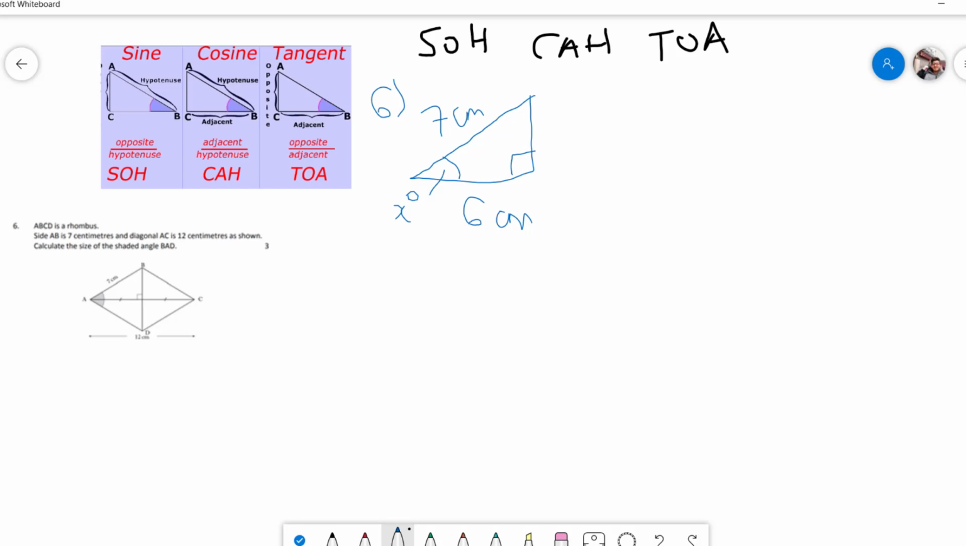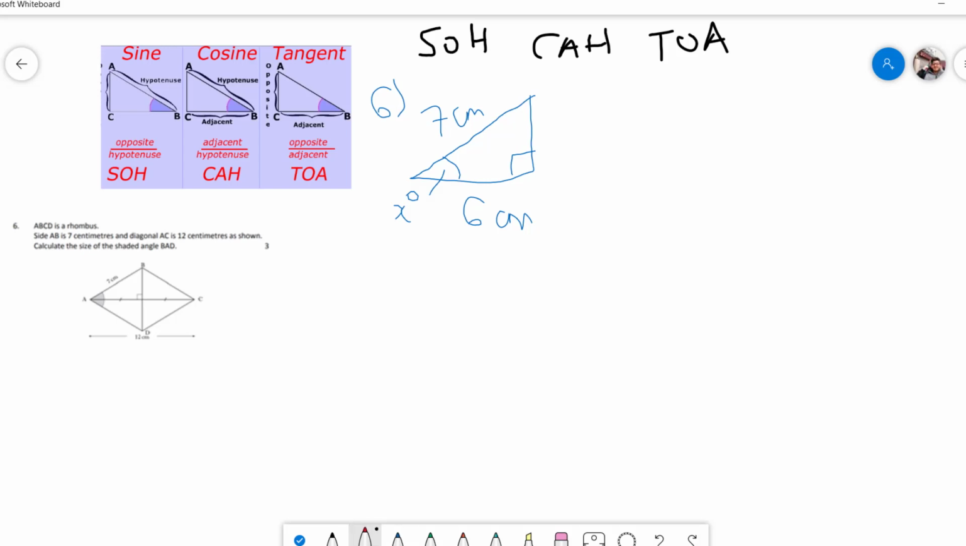So when we find x, well that's not really answering the question, because the question says calculate the size of the shaded angle BAD. So we find what x is. Well, that's only half of the answer. When we get a final answer to what x is, we need to double that value to find the size of the shaded angle, because this angle in this triangle is just half of that angle.